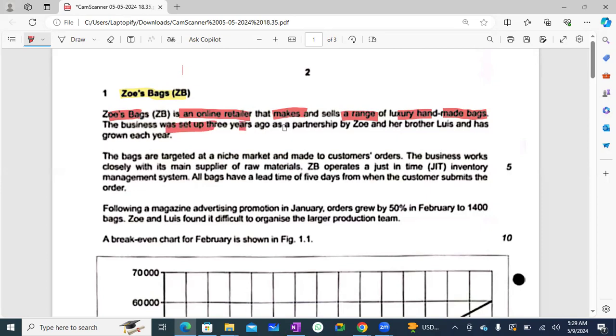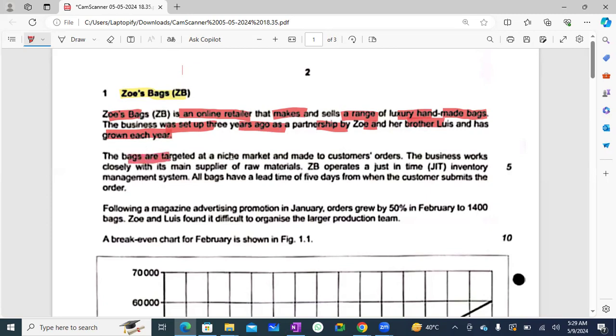The business was set up 3 years ago as a partnership by Zoe and her brother Louis and has grown each year. So it means that this is kind of a successful business, and that is why it's been only 3 years. And if you see, most of the time the initial 2 years are very crucial for all types of business, because the initial 2 years have a very high risk of failure. But it's been 3 years that this partnership business has been set up, and it is growing each year. So this is a positive sign.